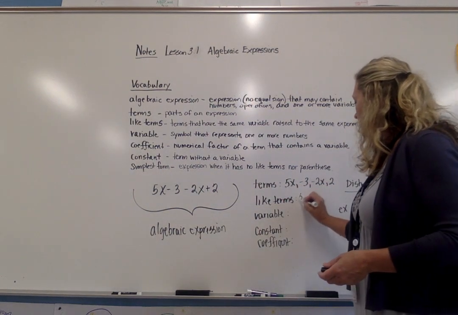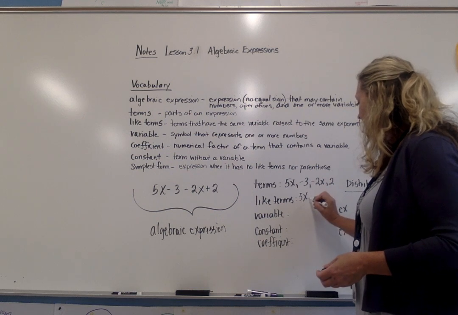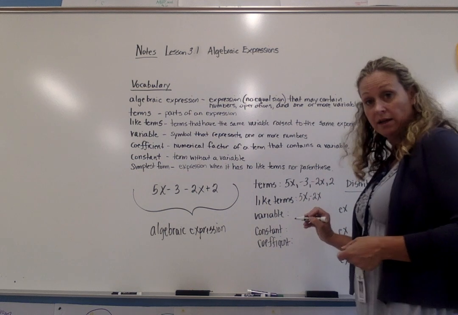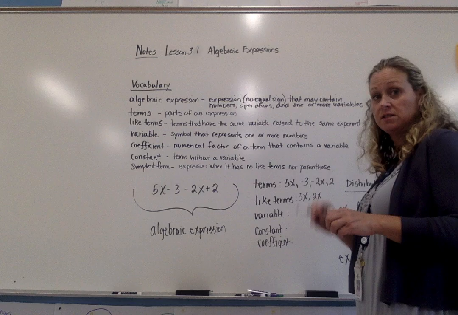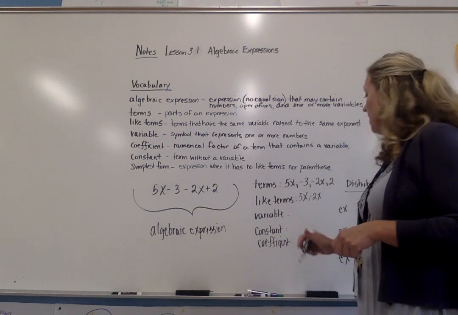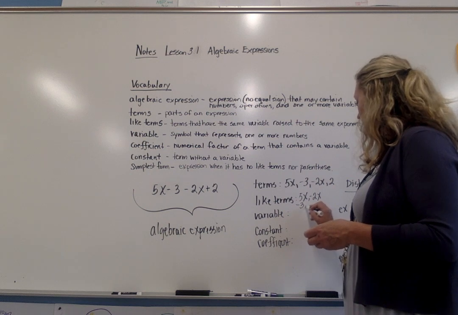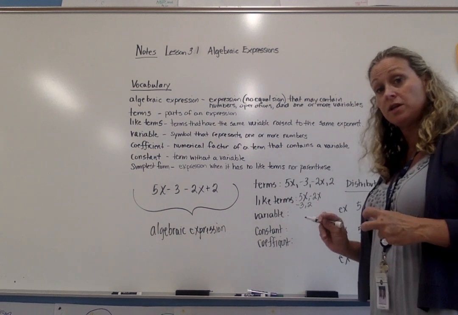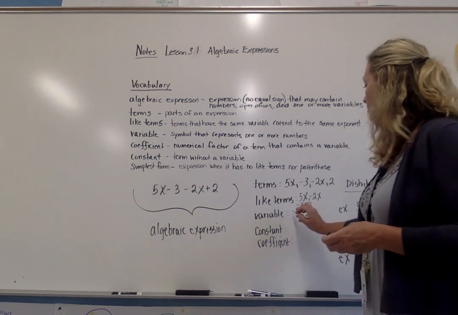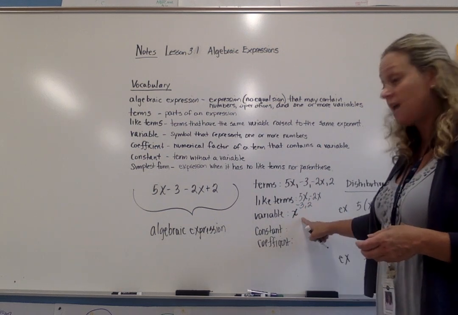Like terms, I can add 5x and -2x. I can combine them because I have 5 x's and then 2 negative x's. And then I also have terms that are alike, like -3 and 2. So there's 2 sets of like terms. The variable used in this algebraic expression is x.